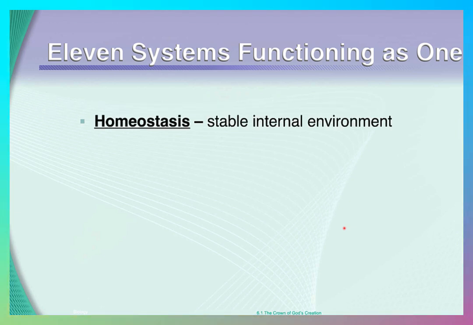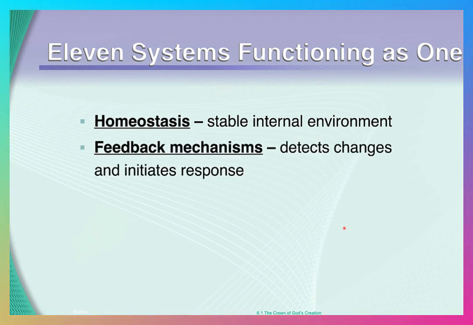With that summary of the 11 systems, one of the fundamental principles is something called homeostasis, and we've talked about this some time ago. But again, it's an important concept that cannot be forgotten. And homeostasis is the process where a stable internal environment is maintained. And this is achieved through something called feedback mechanisms. A feedback mechanism is something that detects a change and then initiates a response.